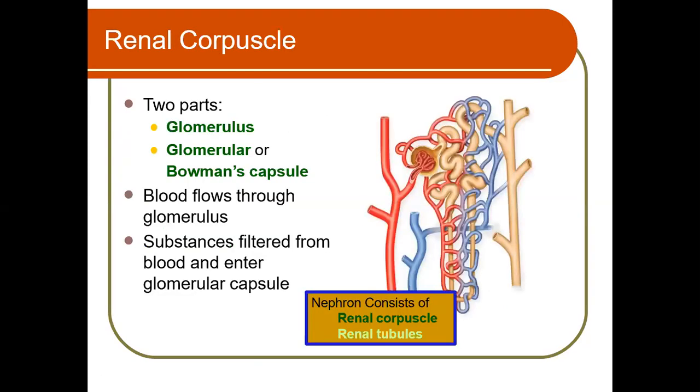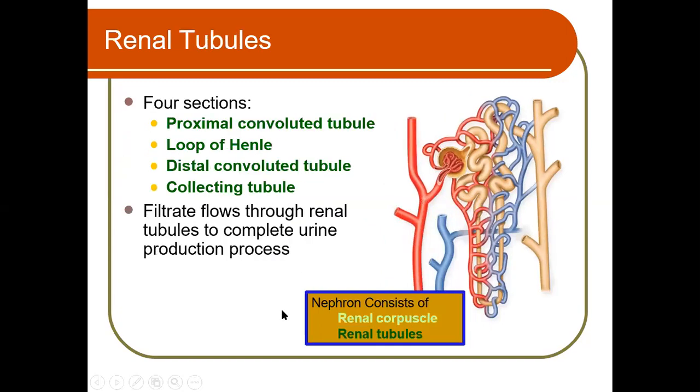The renal corpuscle consists of two parts: the glomerulus and Bowman's capsule. Blood flows through the glomerulus. Substances are filtered from the blood and enter the glomerular capsule. The renal tubule consists of four sections: proximal convoluted tubule, loop of Henle, distal convoluted tubule, and collecting tubule. The filtrate flows through the renal tubules to complete the urine production process. In a later slide, we will go to the physiology of micturition as well.